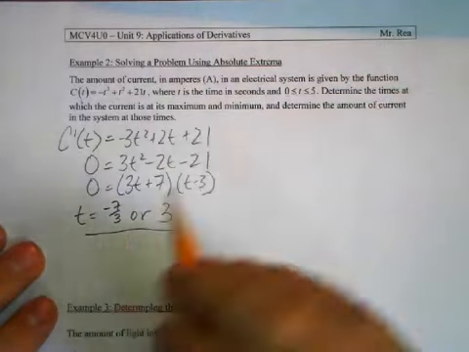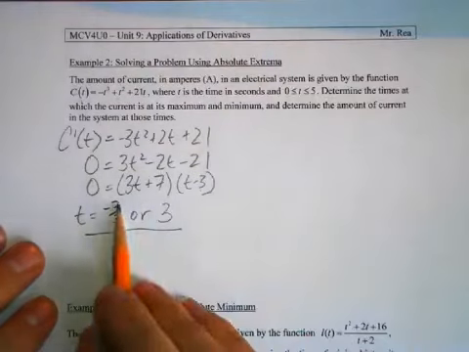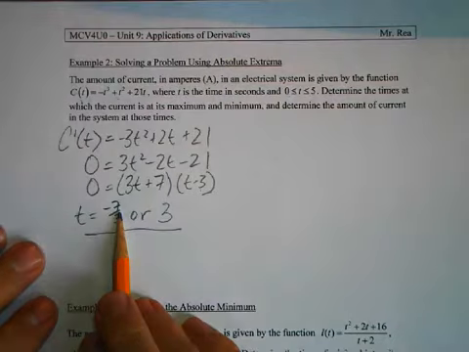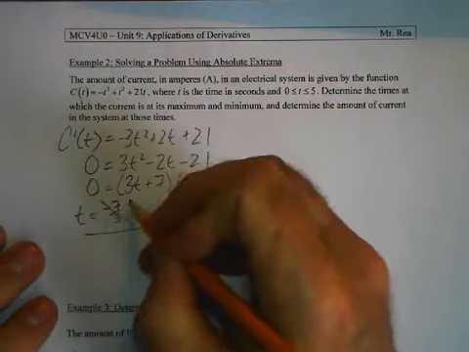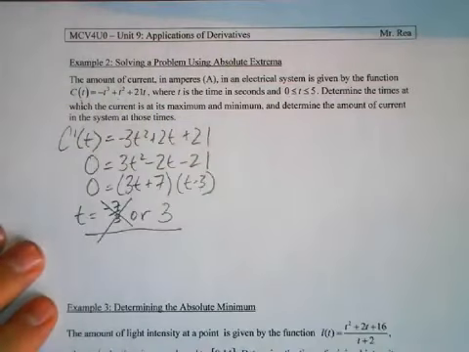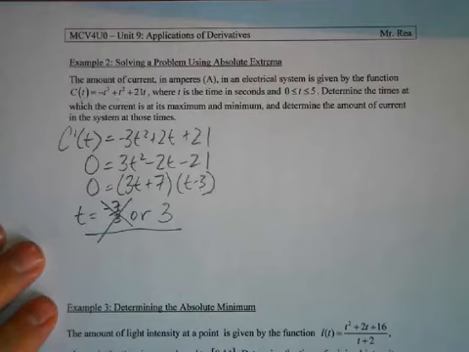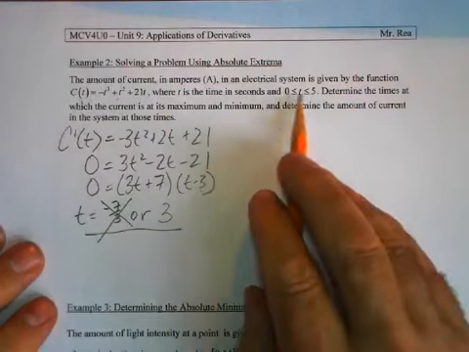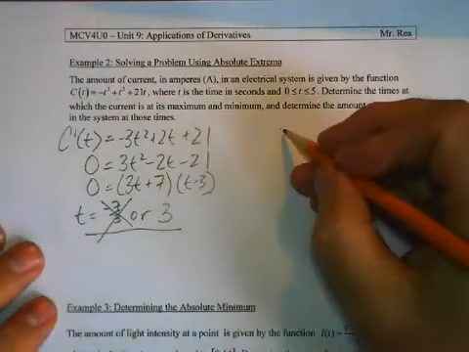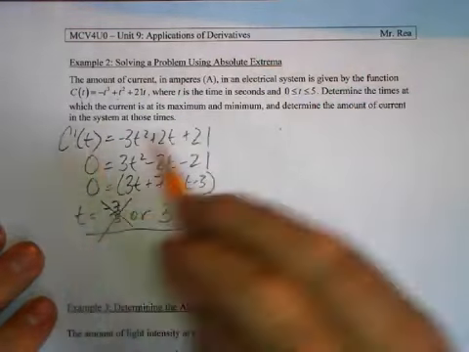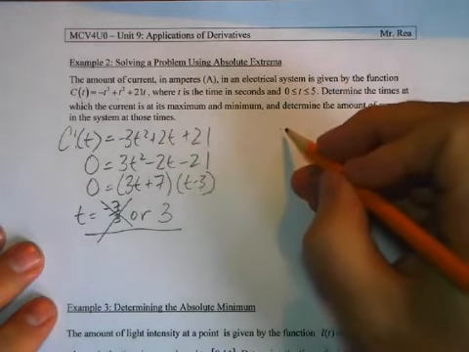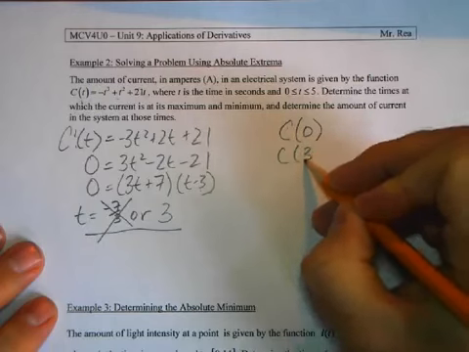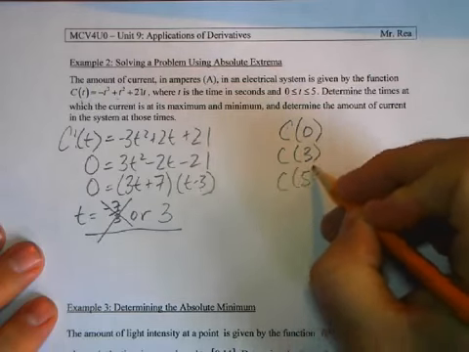Now, the first thing I noticed, well, we talked about last time, we're only looking for that interval, 0 to 5 seconds. That critical value is outside that interval, so we can ignore that because we're not looking at that time, plus it's negative time anyways. So I'm looking at 0, I'm looking at 5, and I'm looking at 3. So I want to find the actual amperage, the current at C0, C3, and C5.